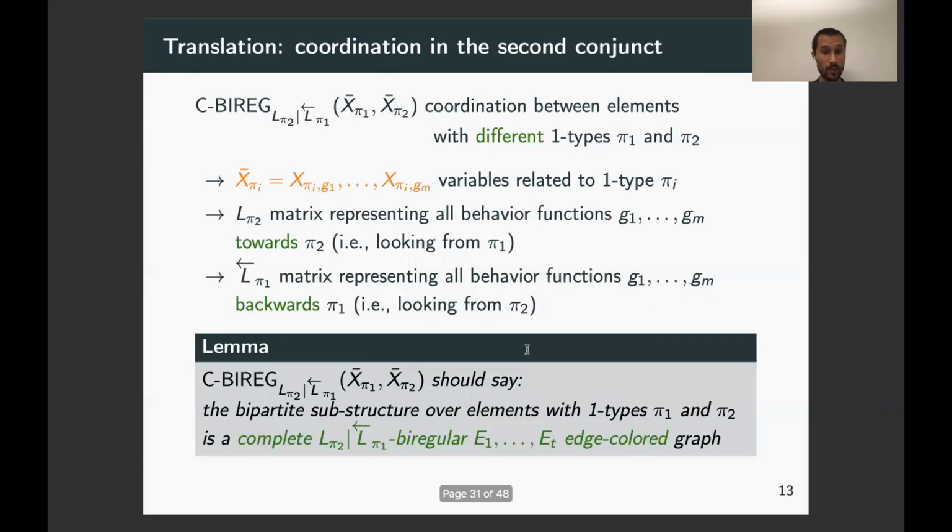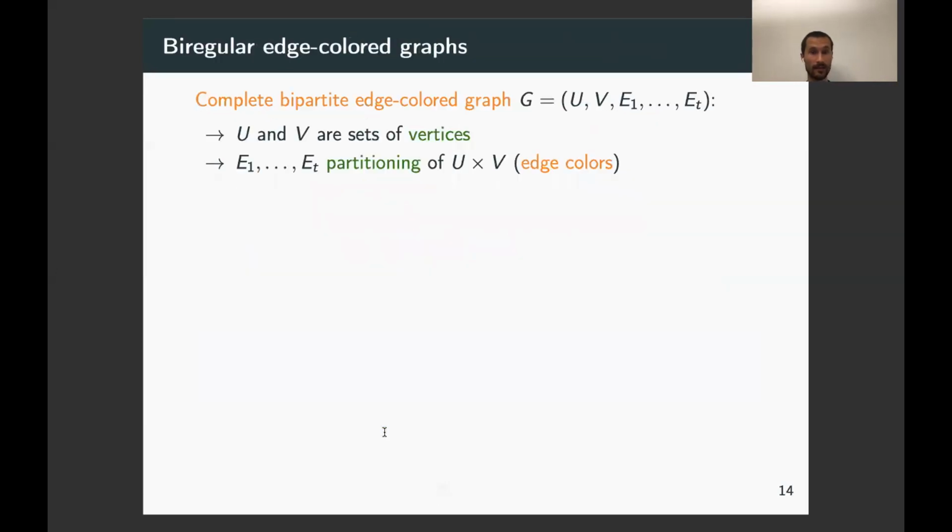Okay, so this is a bit complex. What is important here is that the lemma says that this formula should basically say that the substructure over all elements of these two one types, pi 1 and pi 2, should be a bipartite graph of some specific structure. It should be complete, it should be edge-colored, and correspond to these two matrices. So let's have a look at it a little bit in more detail.